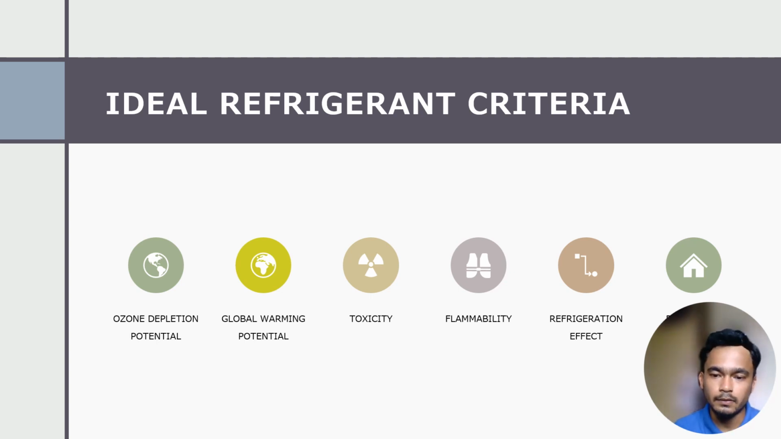And for the last part, the properties. To be more specific, these properties also relate to the previous criteria that we have discussed. So let's say that there is a new substance to be used as a refrigerant in the system. The substance is required to meet criteria such as ODP, GWP, toxicity, flammability, and refrigeration effect. So it should have the same or almost the same characteristics as the previous refrigerant.